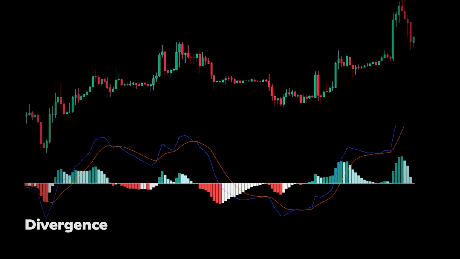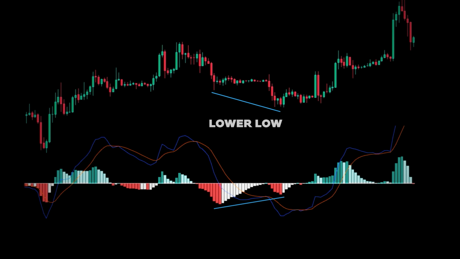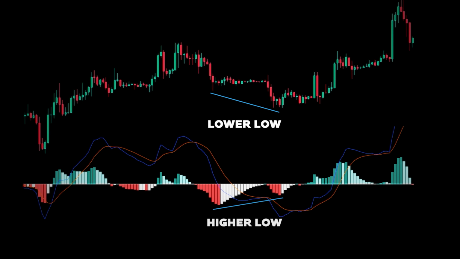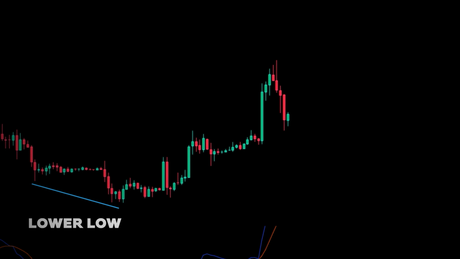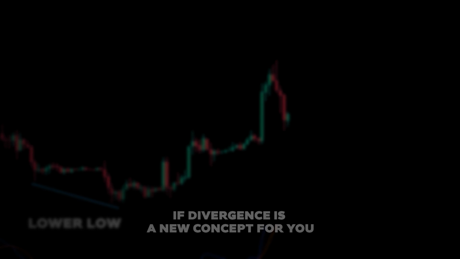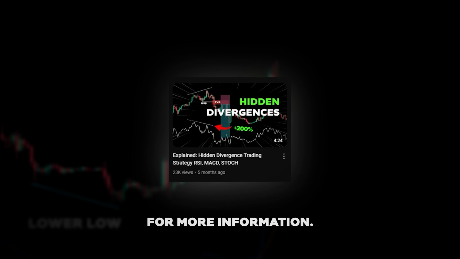Divergence is a sign of reversal, and it can help us spot trend changes. A divergence occurs when the price of an asset and the MACD are moving in opposite directions. For example, here we have a market that's created a lower low, while the MACD is showing us a higher low. This is bullish divergence, and after that occurred, we can see that the market did end up moving higher. If divergence is a new concept for you, check out our video on the channel for more info.